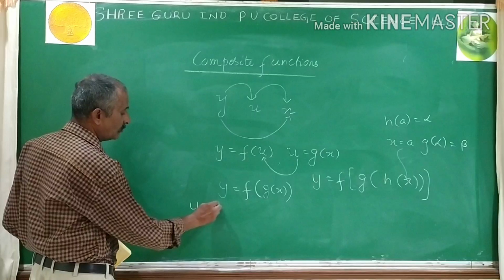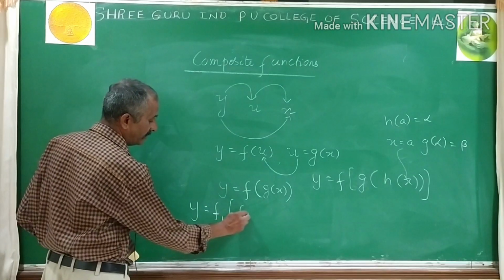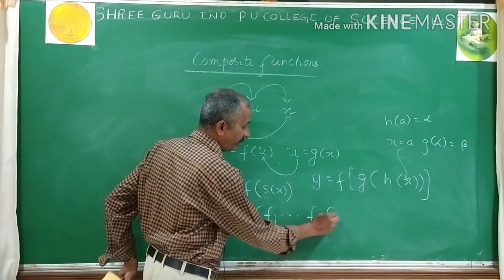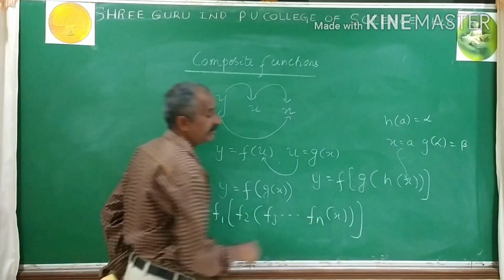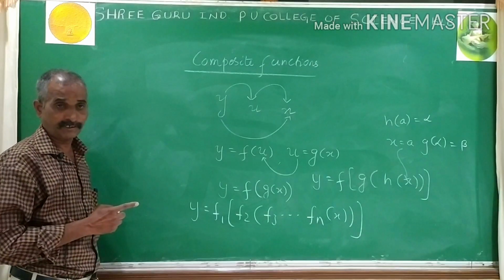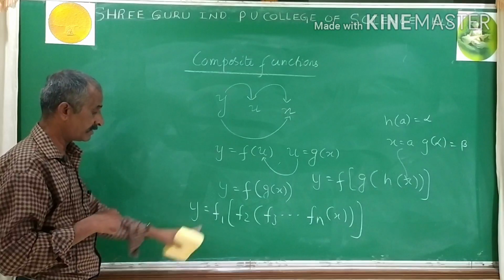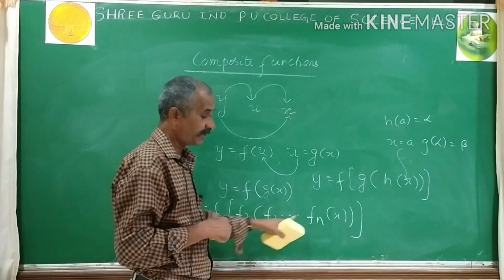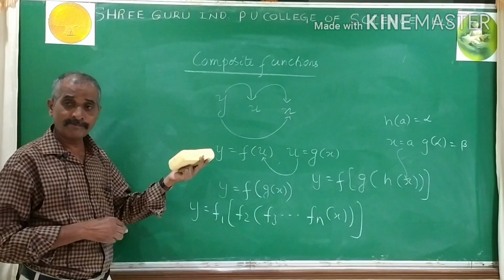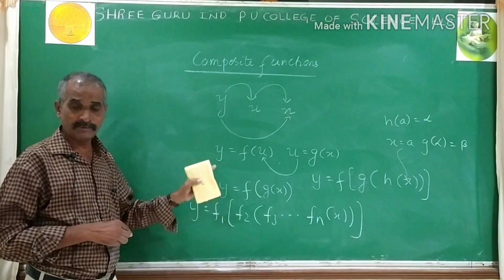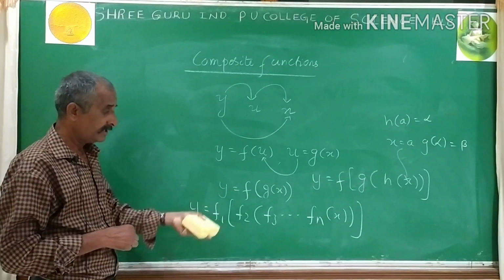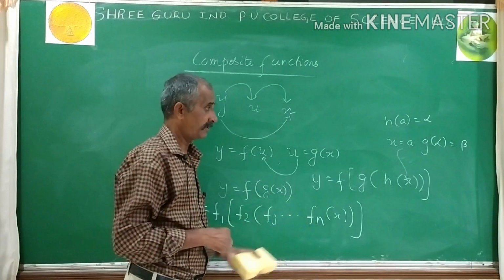That is y equal to f1 followed by f2 followed by f3 and so on to fn of x. In this case, y is a composite function of x with n number of functions. Those n number of functions are f1, f2, f3, fn. Here f1, f2, f3, fn may be any types of function like algebraic function, trigonometric function, logarithmic function, exponential function, inverse trigonometric function, etc.